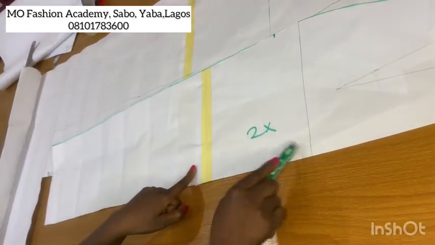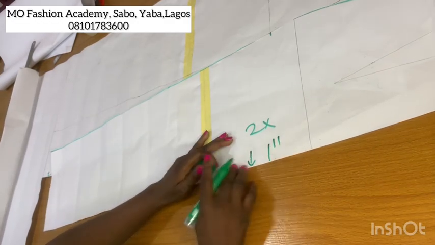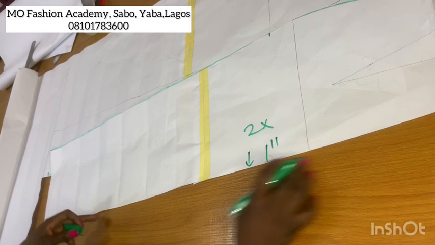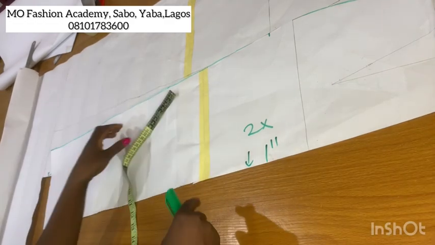After cutting out the pattern, you want to add 1 inch to the center front because you are not cutting on fold. Add 1 inch. This will account for the slit that is going to be at the front part of this skirt.